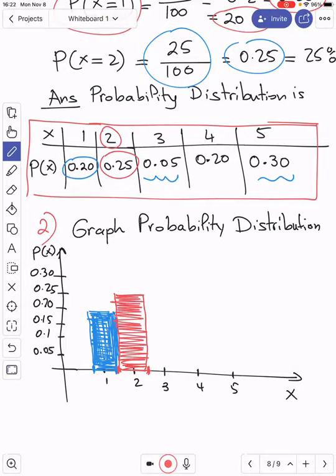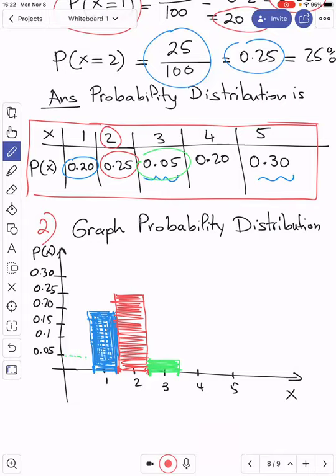Right. And then 3, it's 0.05. So we're going to go up to 0.05 for 3. So here's my interval, which represents the discrete variable X equal to 3. And then we go up to 0.05. So this is my 0.05.